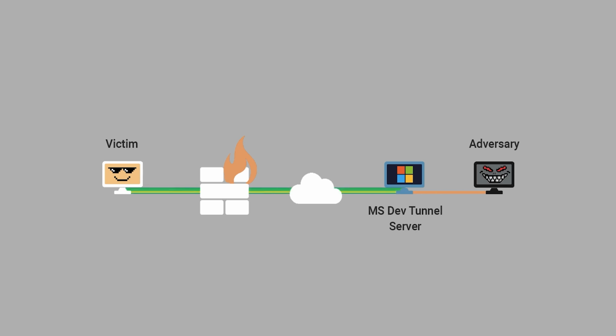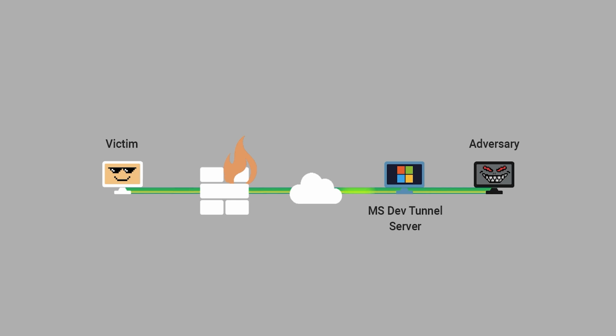A half tunnel establishes a connection between just one endpoint, either the victim system or the adversary system, and the Microsoft Dev Tunnel server. This creates only one segment of the potential communication path. In contrast, a full tunnel creates a complete endpoint-to-endpoint connection that bridges both systems through the Dev Tunnel server, enabling direct communication between the victim and the adversary systems.